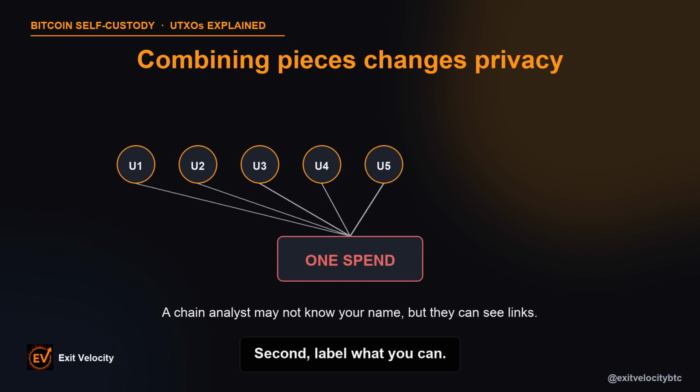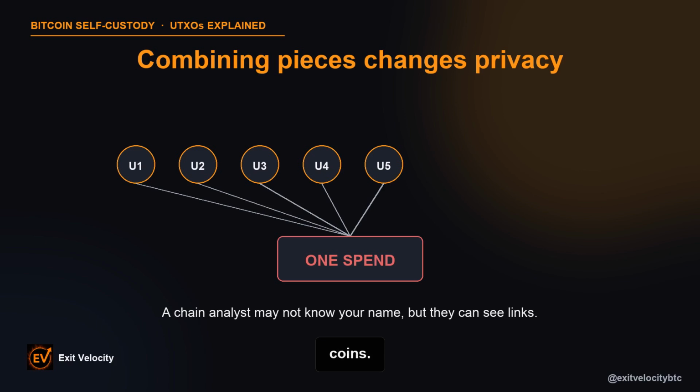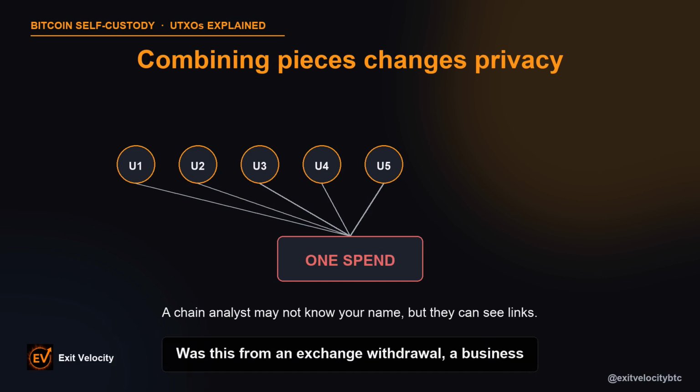Second, label what you can. Many wallets let you label transactions, addresses, or coins. Labels are boring until they save you. Was this from an exchange withdrawal, a business payment, a test transaction, a consolidation, a gift, a transfer between your own wallets? Those labels can help future you understand the wallet without reconstructing a mystery.